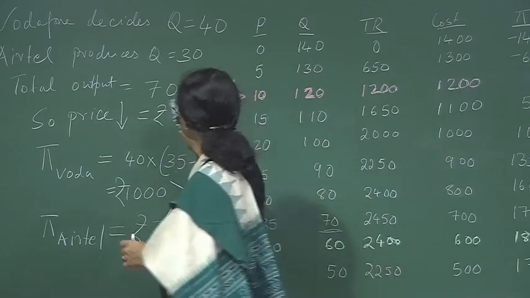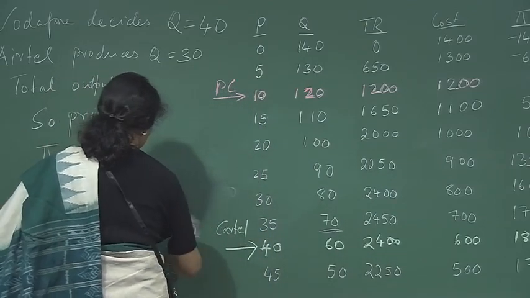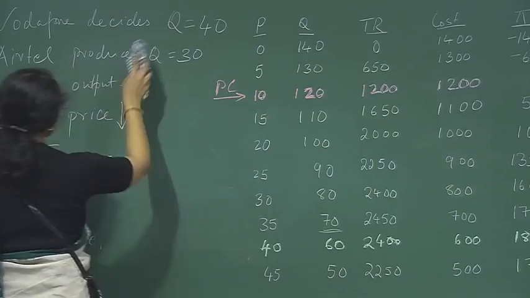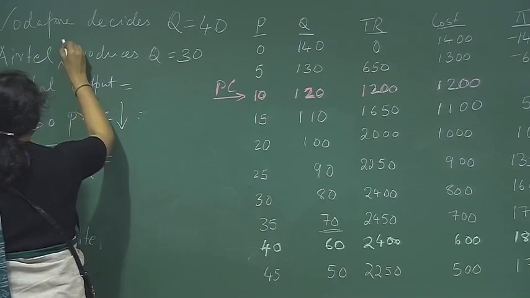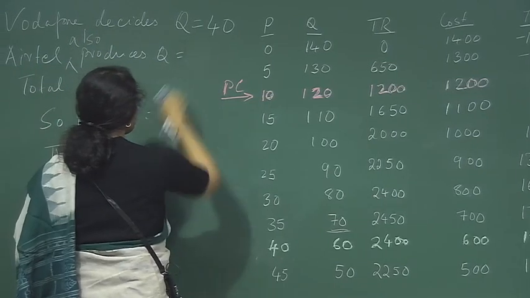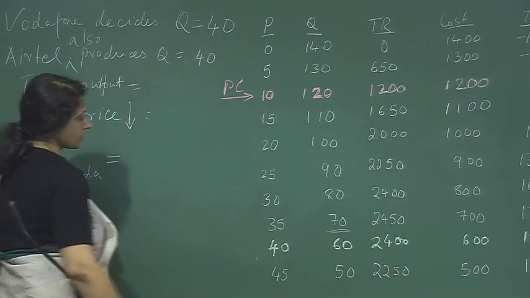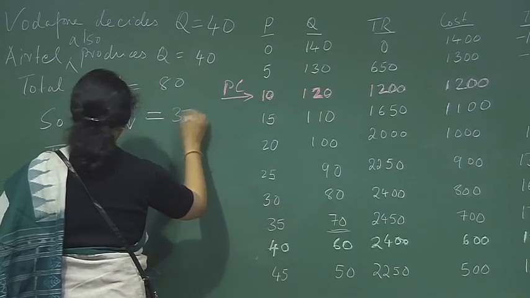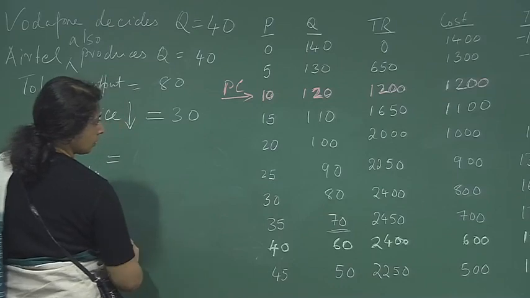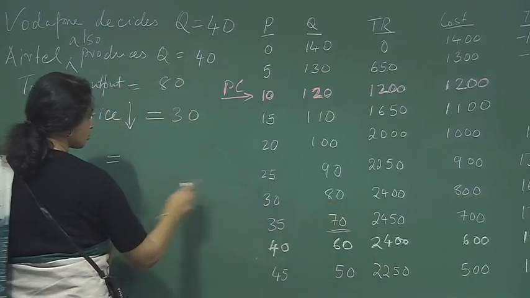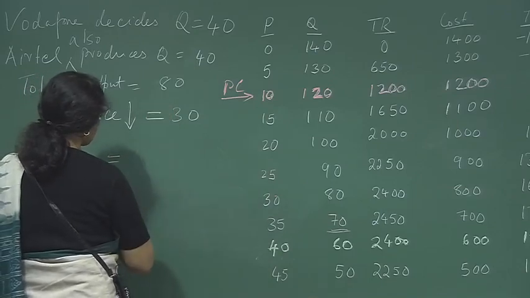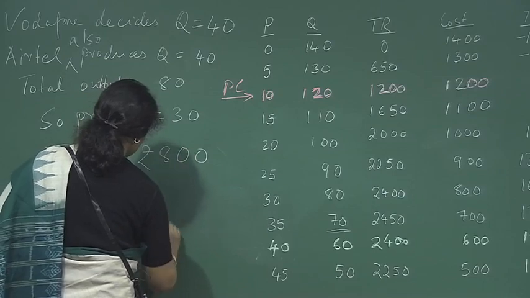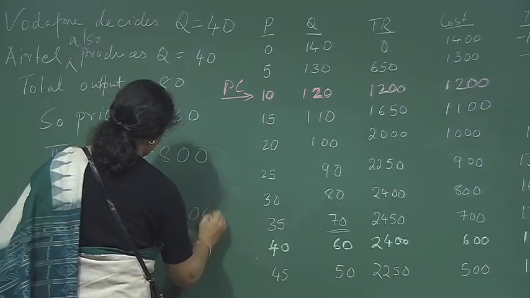So each of the firms now breaks the agreement, and Airtel also produces Q is equal to 40. So total output in the market now becomes 80, even higher. Price now falls to 30, and now each of the firms calculating in a similar way, the profit of Vodafone now reduces to 800 rupees, and for Airtel also profit reduces to 800 rupees.